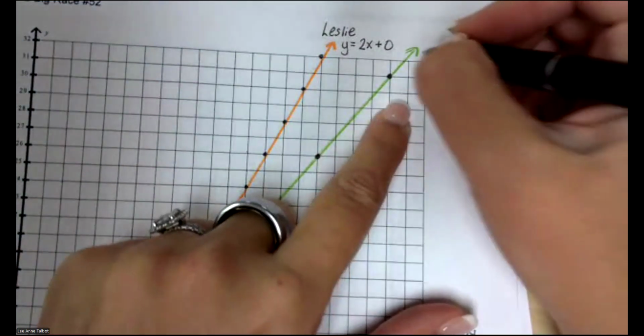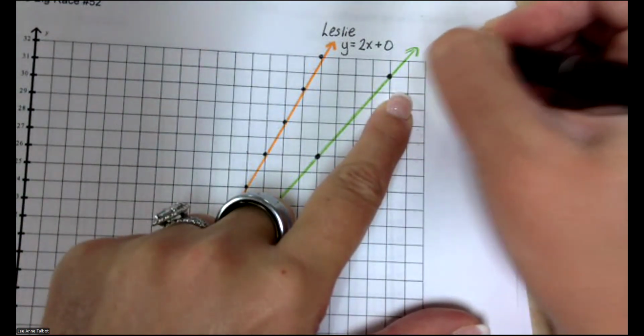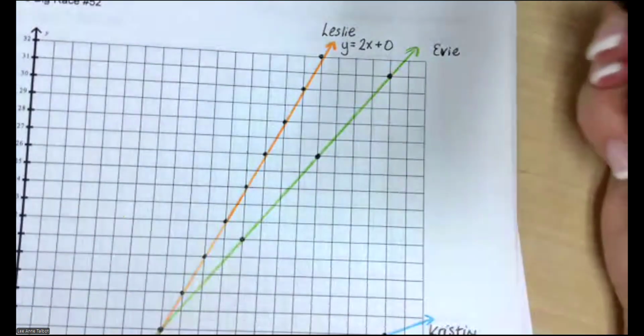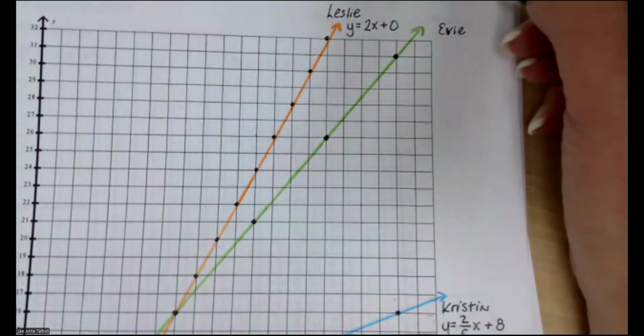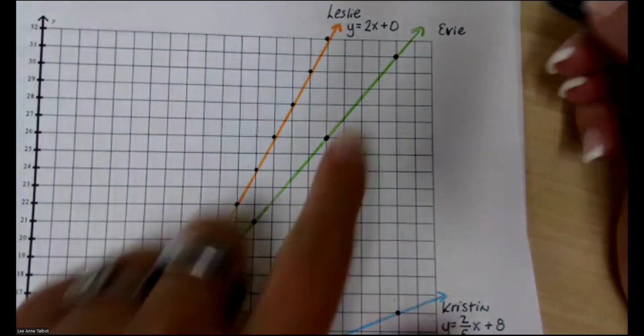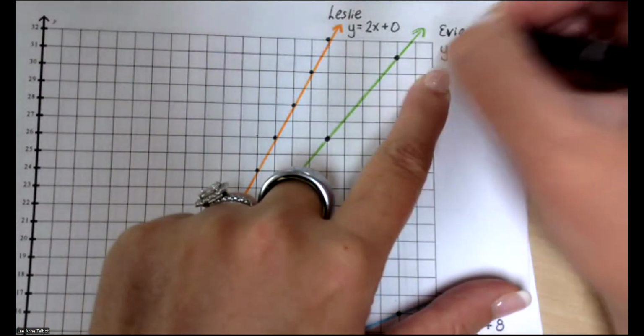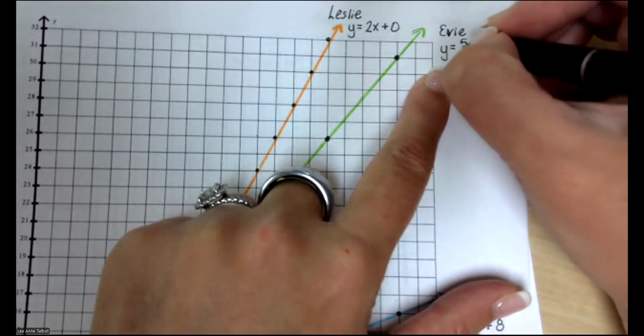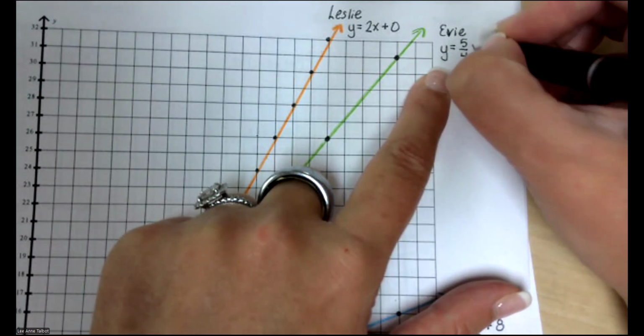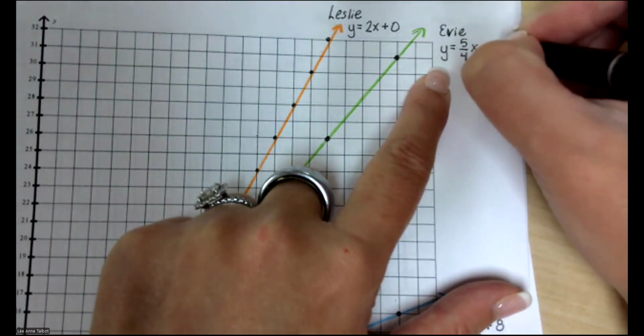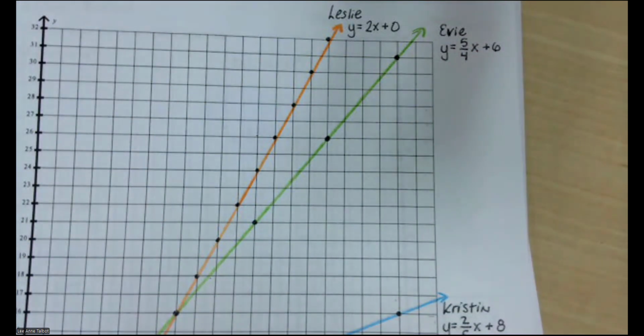Okay, what was her name? Evie? Okay, what was her equation? Y equals 5 meters every 4 seconds, x plus 6-meter head start.